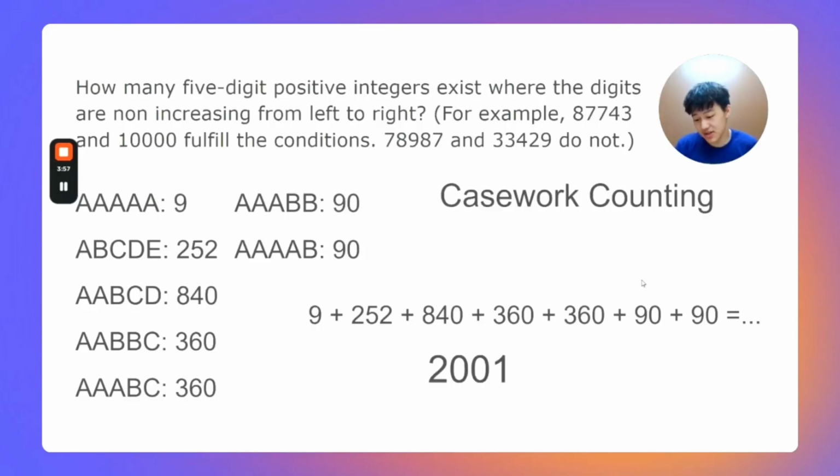Okay, to be honest, that was a very complicated problem that we solved with case work counting. But there were so many ways we could have messed up. We could have forgotten one of these cases, or we could have easily messed up the calculation, and that would lead us to get the wrong answer.